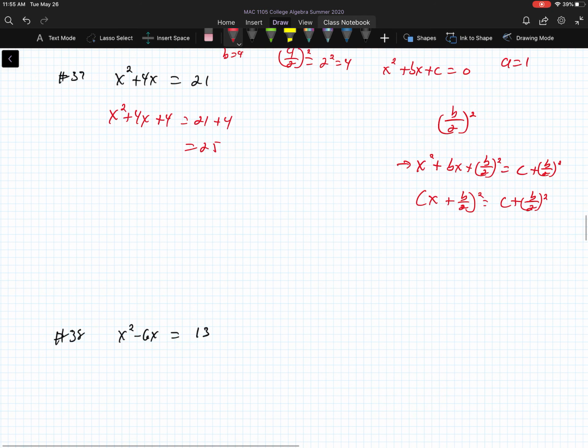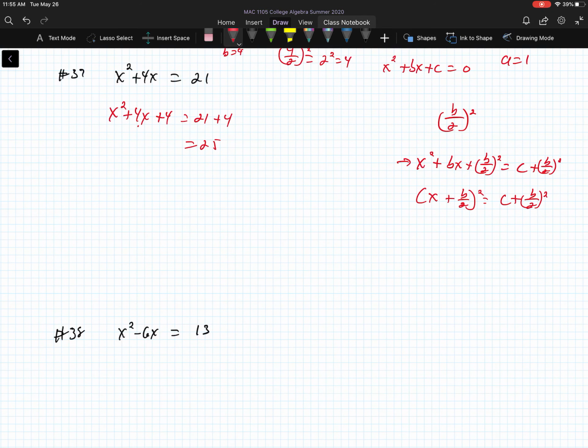And then here, this is going to be 25. Now, x squared plus 4x plus 4. X squared is a perfect square. 4 is a perfect square. And then 4x is equal to 2 times the square root of x squared, which is x, times the square root of 4, which is 2. And that's why we do this, because this is a perfect square trinomial. So then this becomes (x plus 2) to the second power.